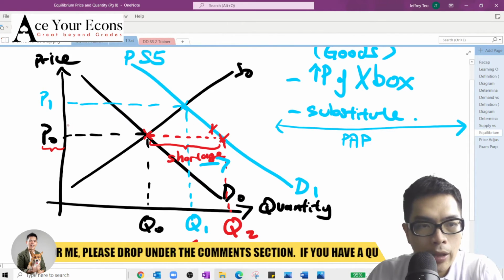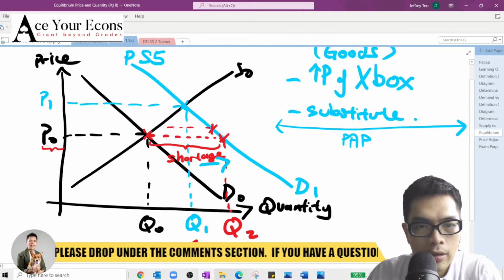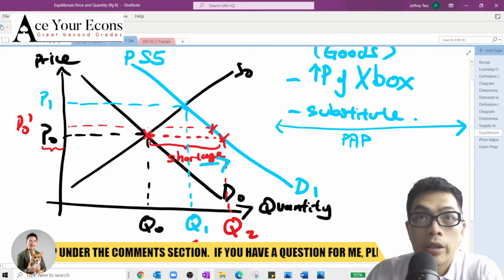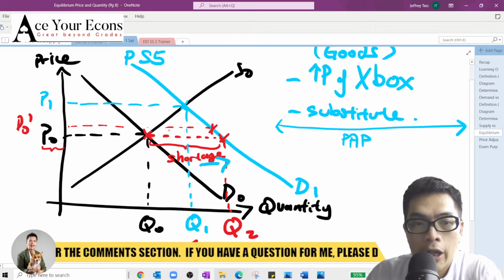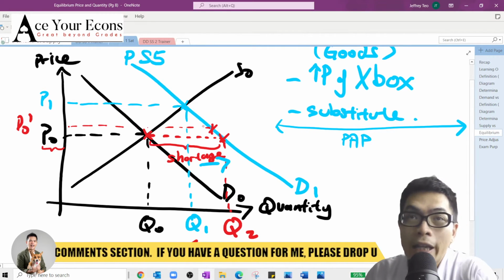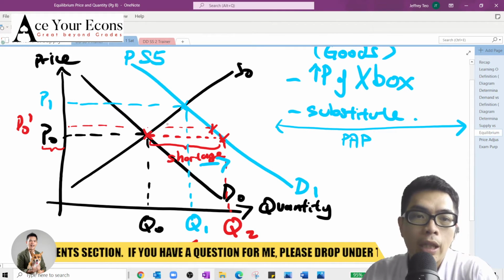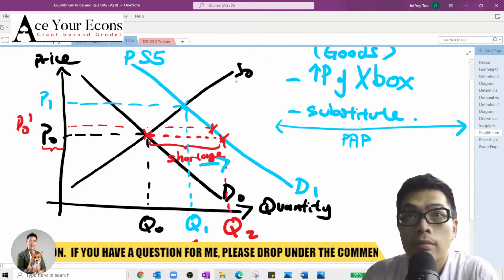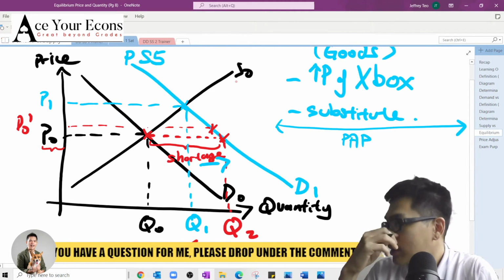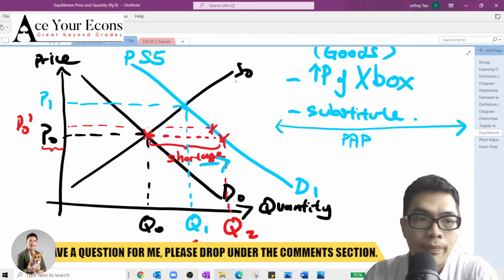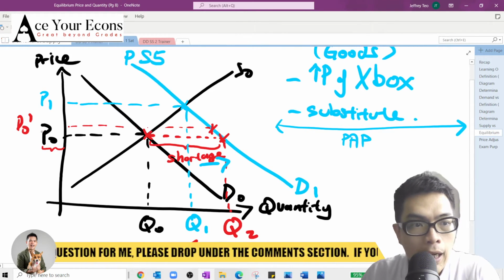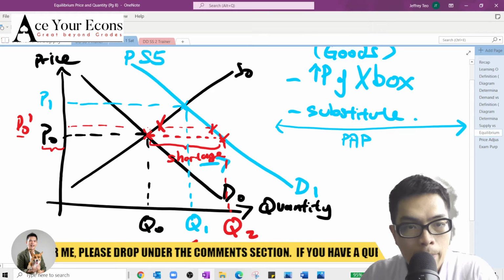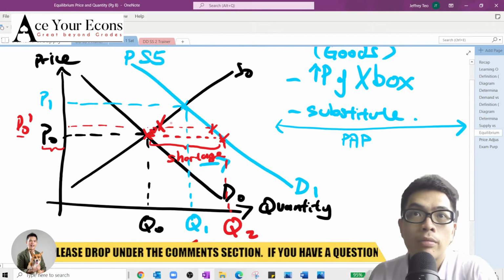You can see here, if I mark it to the left side, I call this P0 prime. Hardcore gamers like Mr. Teo will be willing to pay a higher price for PS5. This is what we call signaling. Mr. Teo is signaling his willingness to buy at a higher price. Now we can see that at a higher price, P0 prime, your quantity supplied goes up a bit. Do you see that? Very, very small.